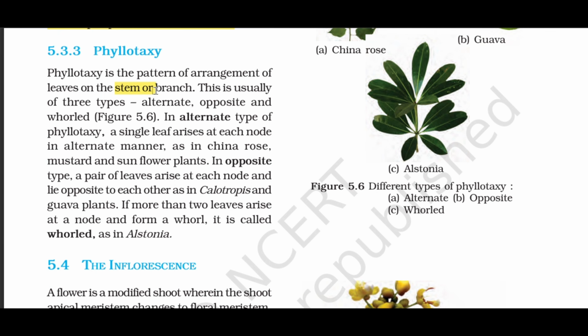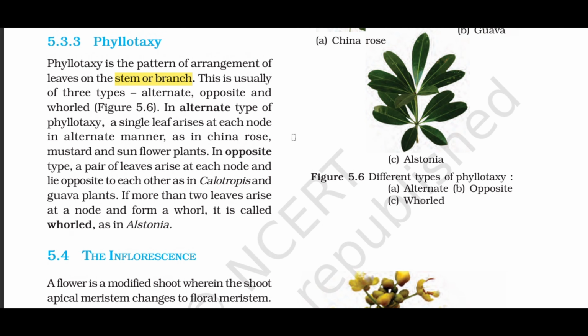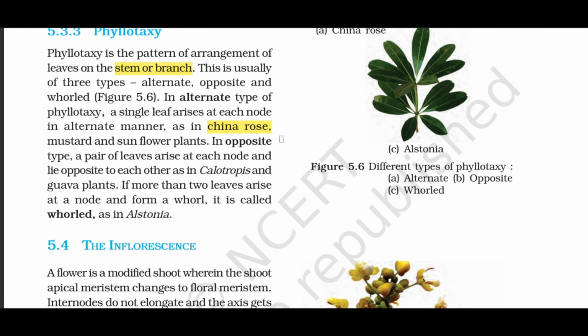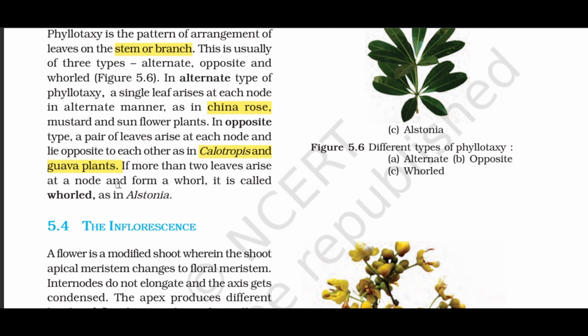This is usually of three types: the alternate, opposite and whorled, figure 5.6. In alternate type of phyllotaxy, a single leaf arises at each node in alternate manner, as in China rose, mustard and sunflower plants. In opposite type, a pair of leaves arise at each node and lie opposite to each other, as in calotropis and guava plants. If more than two leaves arise at a node and form a whorl, it is called whorled, as in Alstonia.